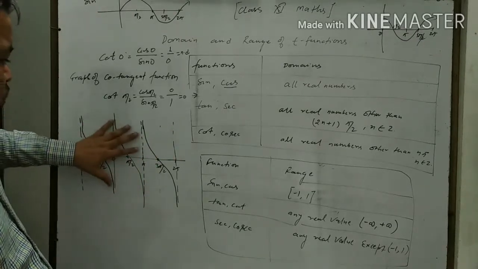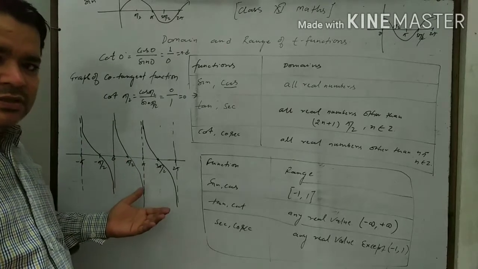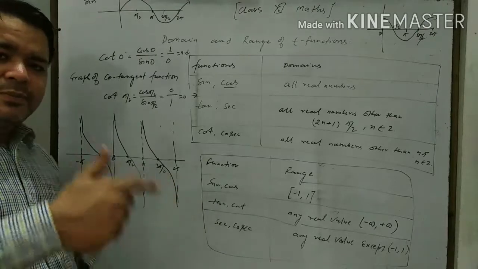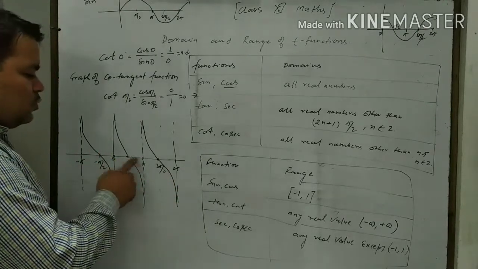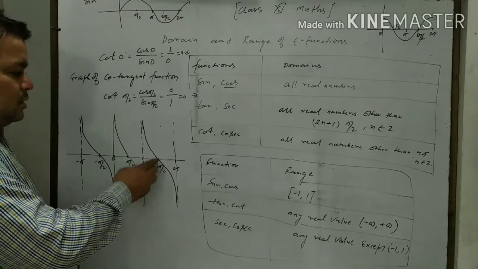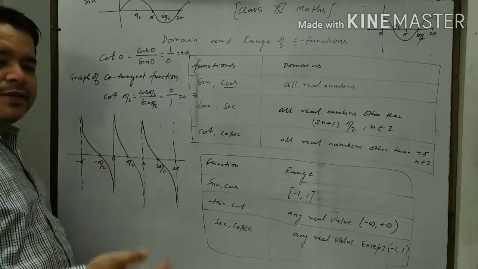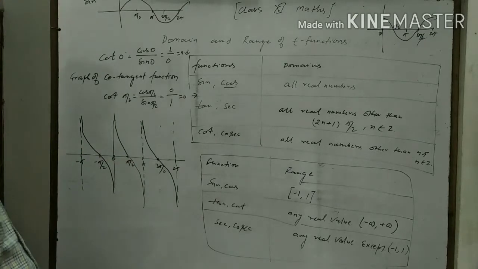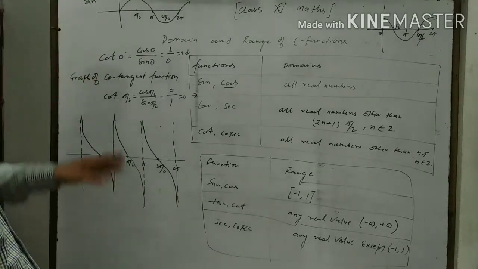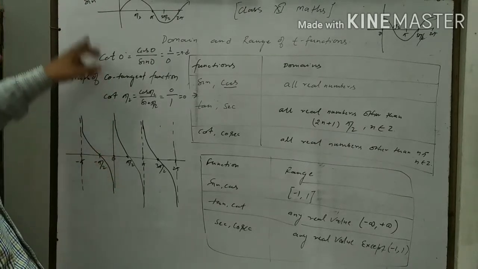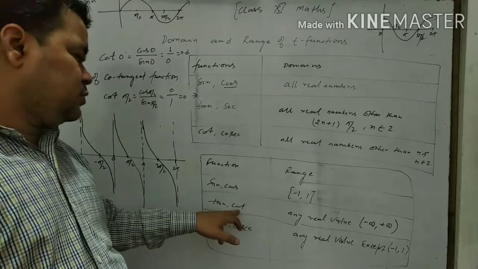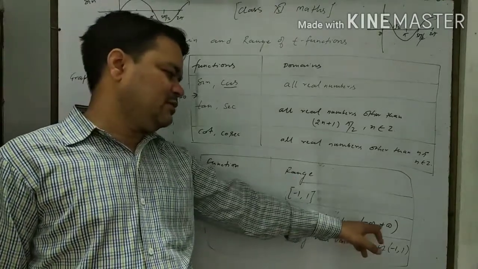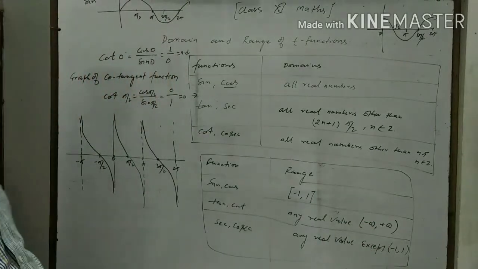Cotangent is also a periodic function, because after a fixed period the graph is repeated, and that is 0 to pi. Therefore, this is a periodic function of period pi only. Now its range will be again from minus infinite to plus infinite. Means we can take the range of cotangent as any real value from minus infinite to plus infinite.